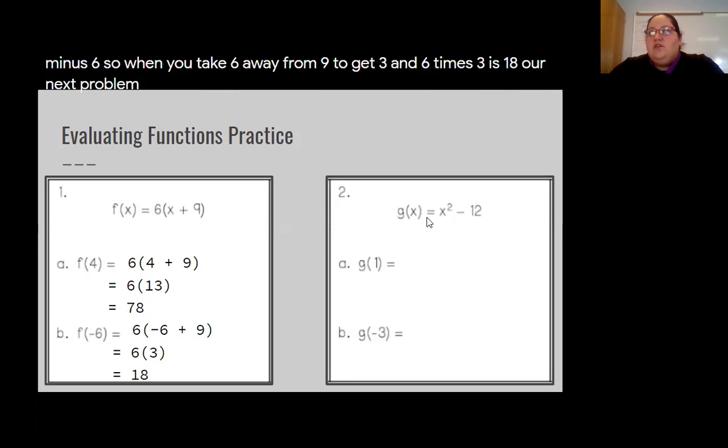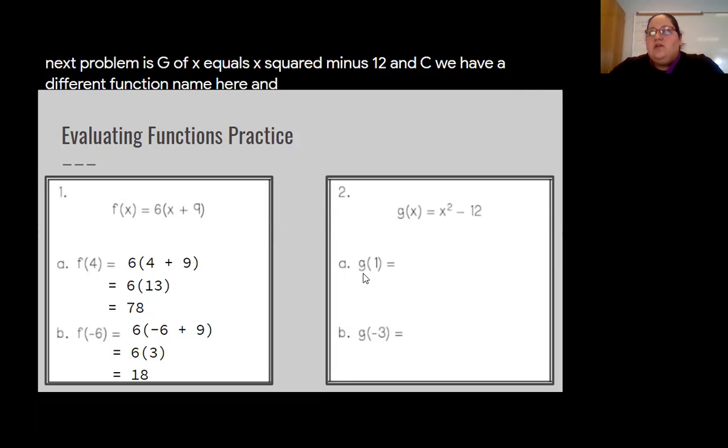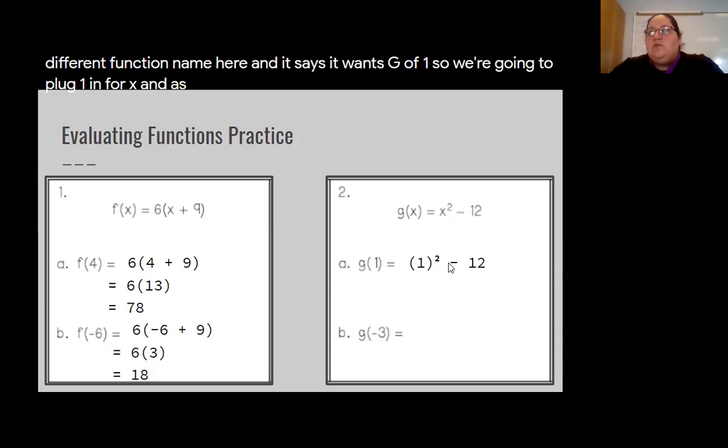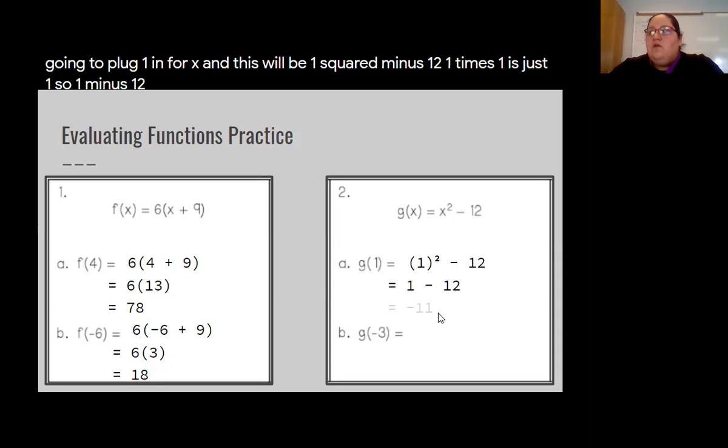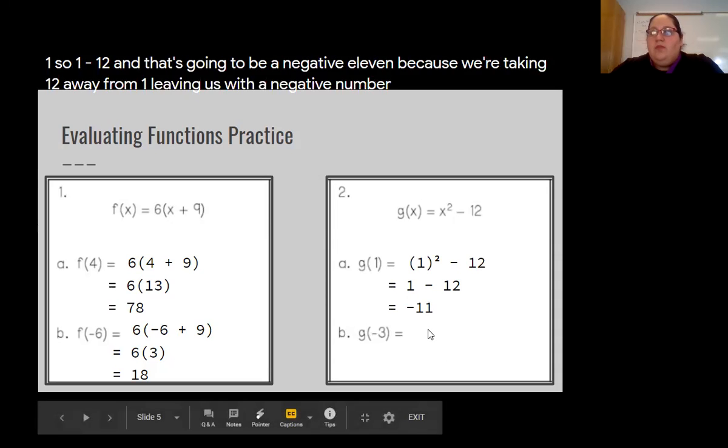Our next problem is g of x equals x squared minus 12. And see, we have a different function name here. And it wants g of 1. So we're going to plug 1 in for x. And that's going to be 1 squared minus 12. 1 times 1 is just 1, so 1 minus 12. And that's going to be -11 because we're taking 12 away from 1, leaving us with a negative number.